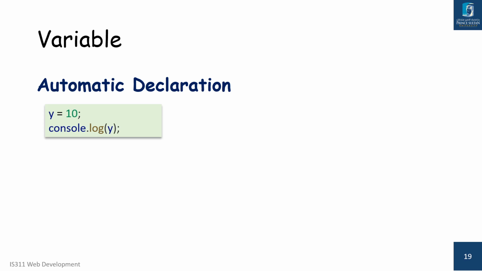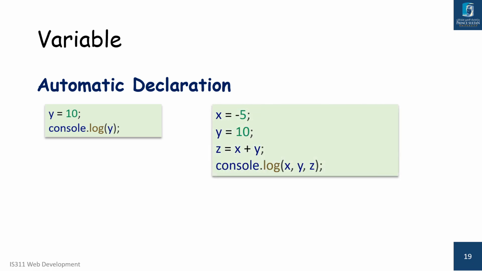Automatic declaration. y is equal to 10. I'm just saying identifier is equal to value. Done. So it defines a variable y and assigns the value 10 to it. And then when I print on the console, it will show the value of y, 10. Similarly, we can say x is equal to -5, y is equal to 10, z is equal to x plus y. So we are defining them automatically.